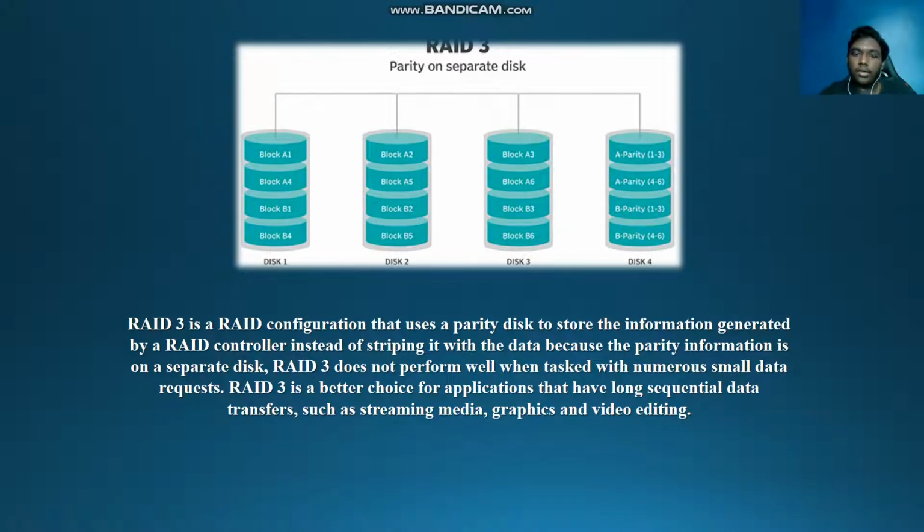RAID 3, parity on a separate disk. RAID 3 is a RAID configuration that uses a parity disk to store the information generated by a RAID controller instead of striping it with the data. Because the parity information is on a separate disk, RAID 3 does not perform well when tasked with numerous small data requests. RAID 3 is a better choice for applications that have long sequential data transfers, such as streaming media, graphic, and video editing.